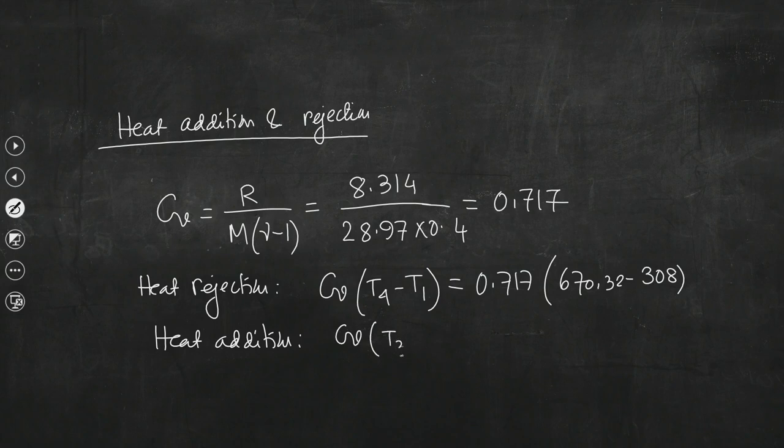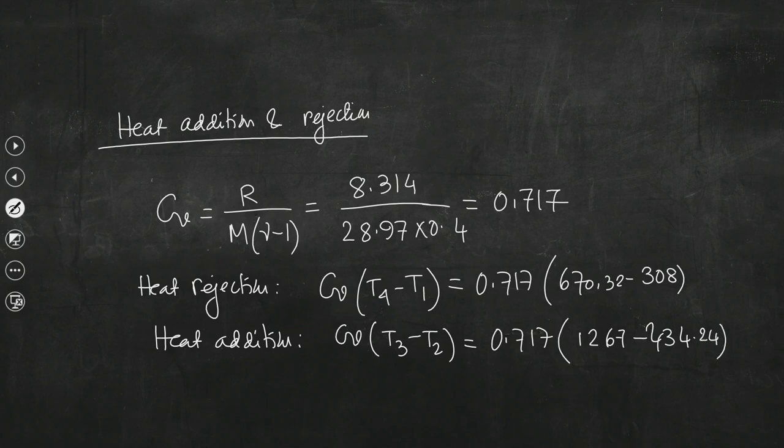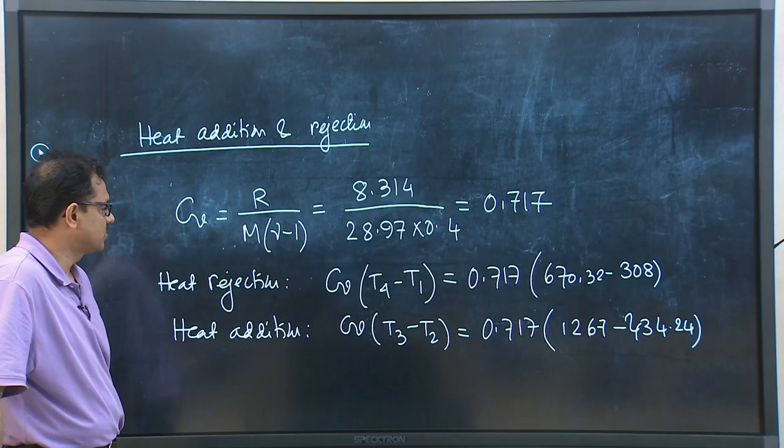C V into T 3 minus T 2. So, that is coming as 0.717 into 1267 minus 434.24. Either you can use Kelvin or Celsius, whatever it is. So, either you can use T 4 in unit Kelvin or degree Celsius, and accordingly T 3 and accordingly T 2 should be considered.